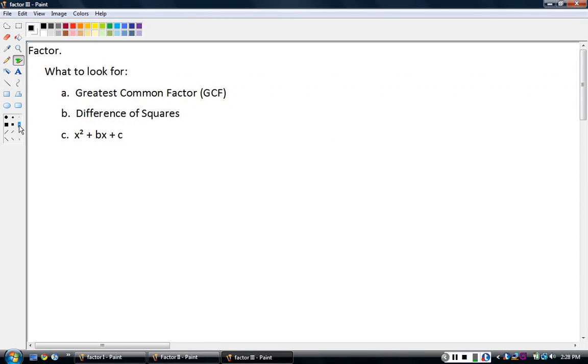So the directions are the same: factor. Okay. Again, what we're going to look for always first is the greatest common factor. That's always what we want to look for. That was the first video. So we always want to start with this guy, right? The greatest common factor, and then once we recognize there's a common factor and we factor it out, then we take it from there.